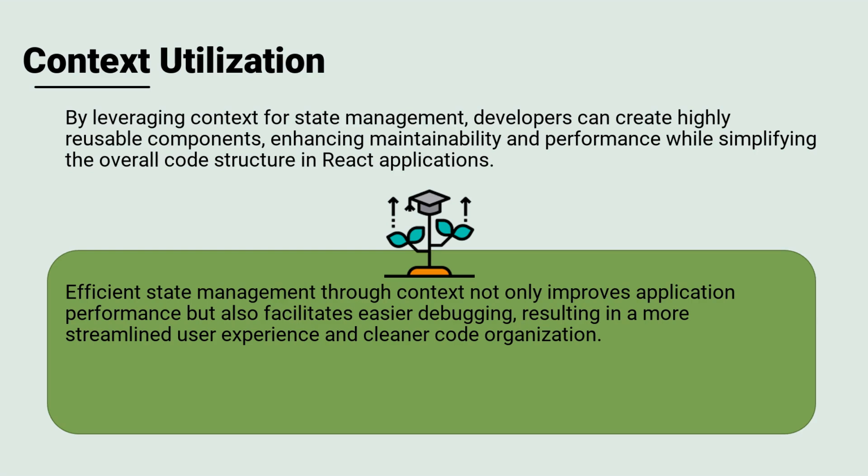Now, as a quick recap, we've explored how to effectively utilize context for theming across your applications and how to apply it practically within specific components like tables. Each strategy ensures better state management and a more fluid user experience in your React apps.